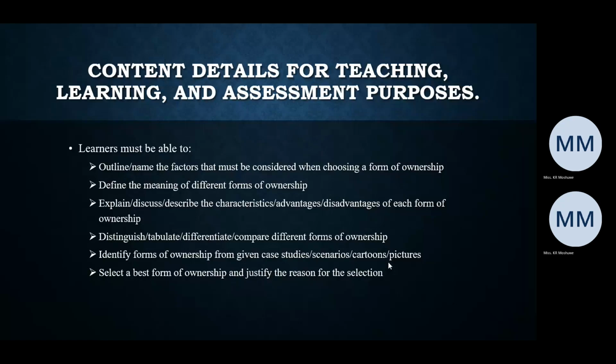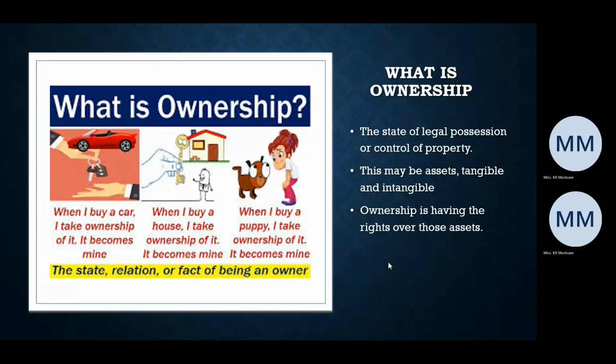As I have mentioned before, this is one of the simplest chapters we'll do in grade 10 business studies, as a lot of things are very repetitive. So now, what is ownership? When we look at ownership, we look at the legal possession or control of property, right? These may include assets that are tangible or intangible.